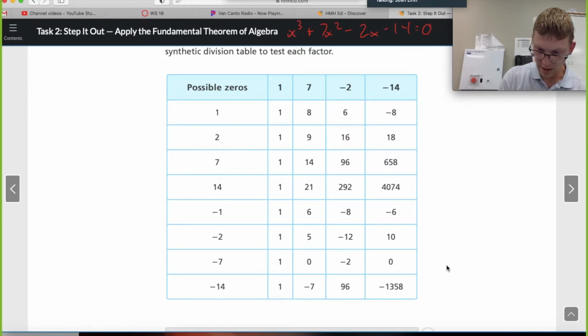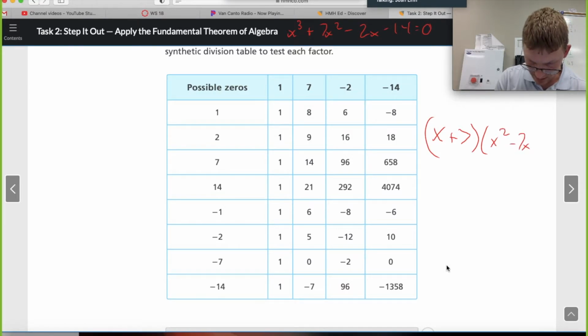So that would be x plus 7, and then our coefficients would then be x squared minus 7x plus 96. No, where did I get 96? I was looking at the wrong line. Again, x squared, it's got 0, so it's just x squared minus 2.